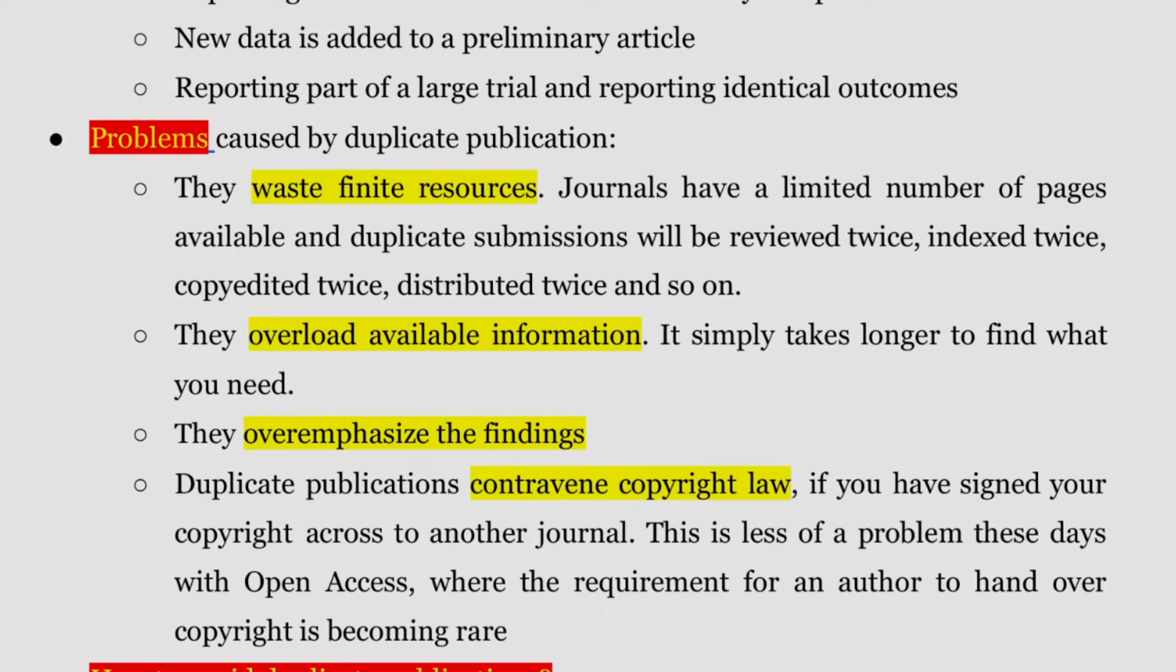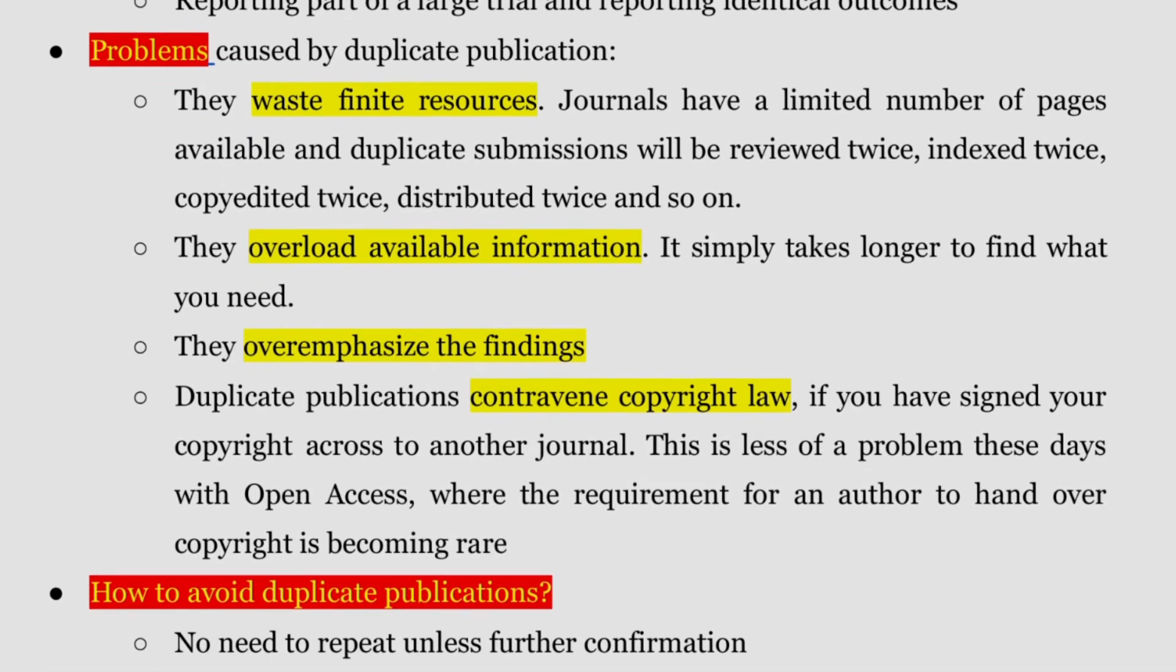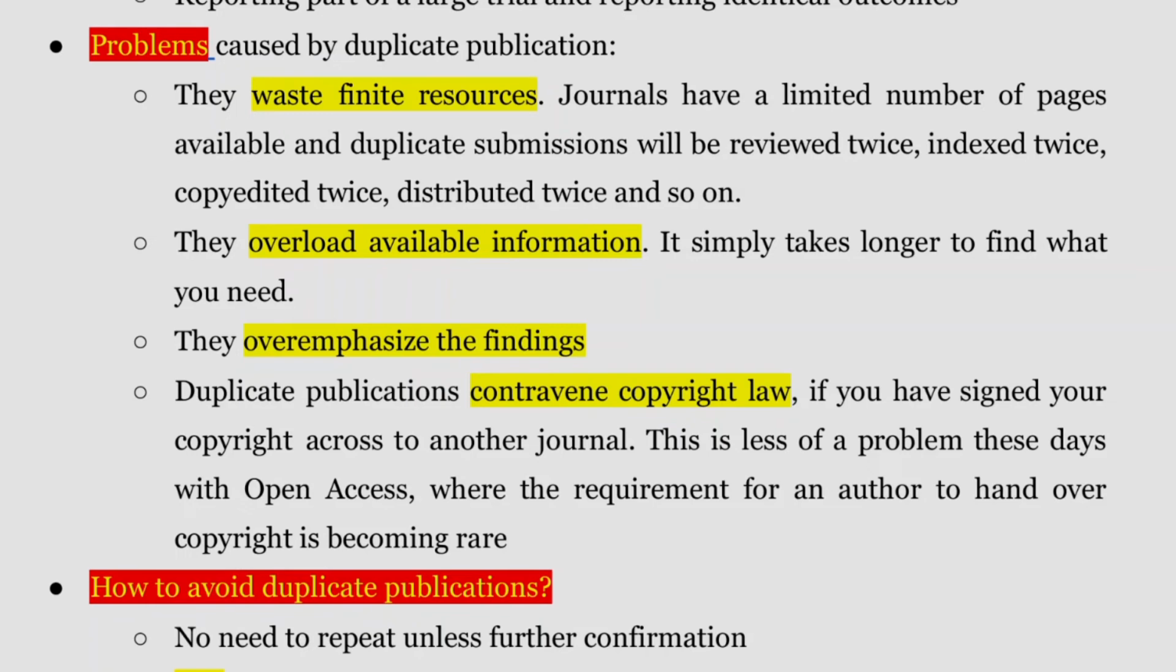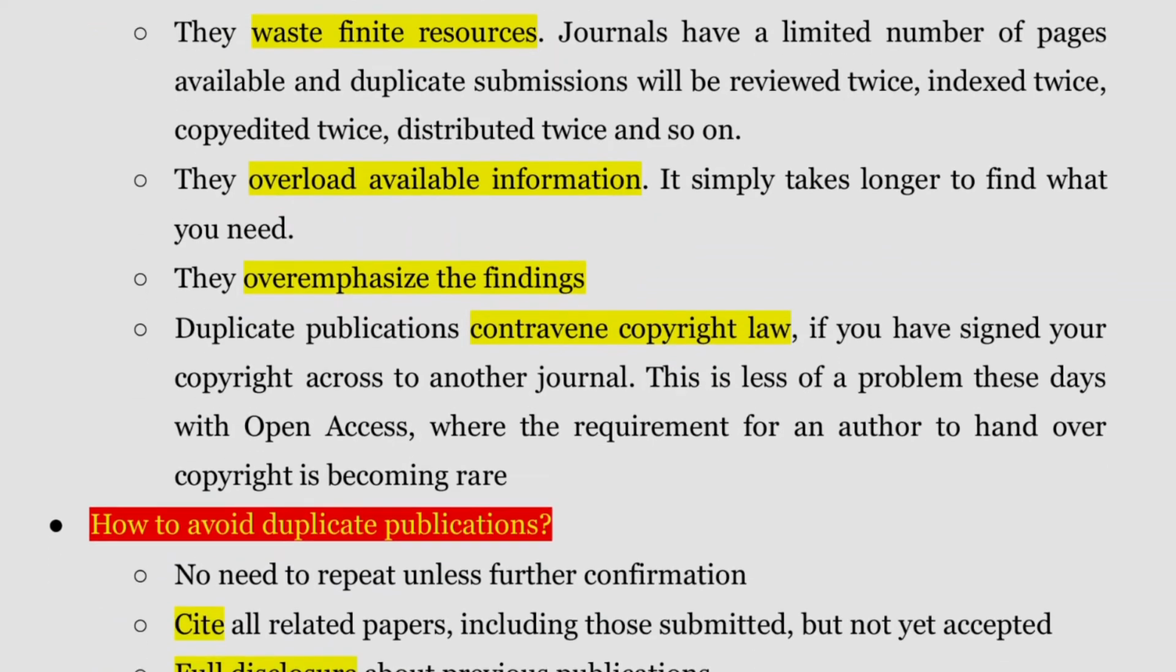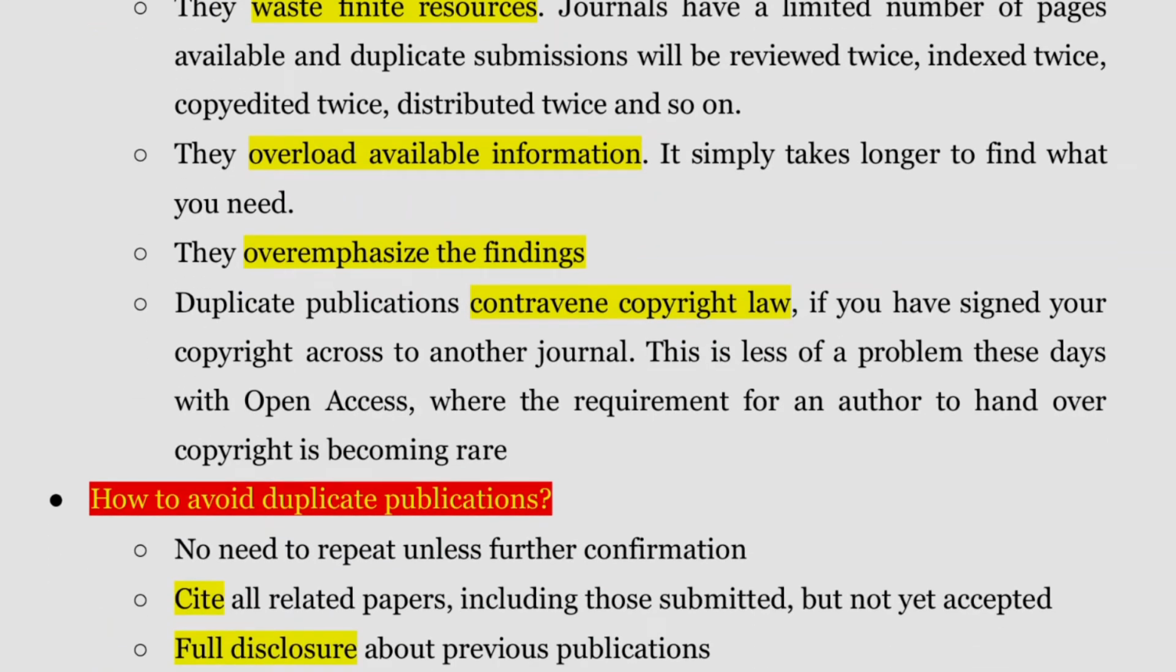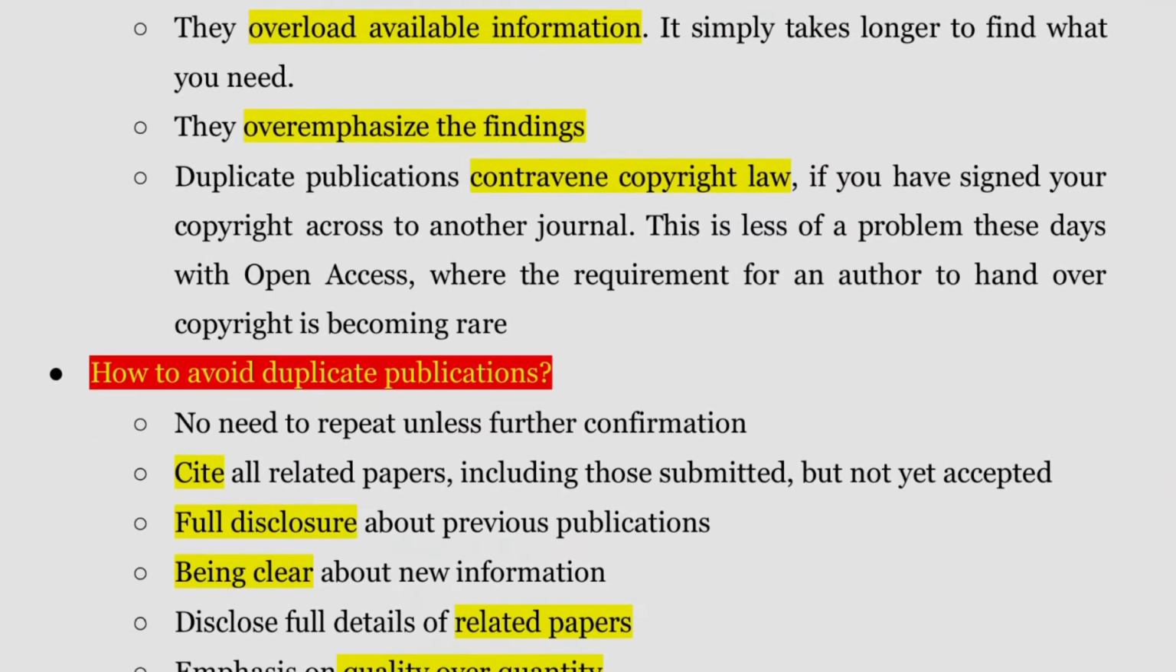What are the problems caused by duplicate publication? They waste finite resources, overload available information, overemphasize the finding, and contravene copyright law. If you have signed your copyright across to another journal, this is less of a problem these days with open access, where the requirement for an author to hand over the copyright is becoming rare.